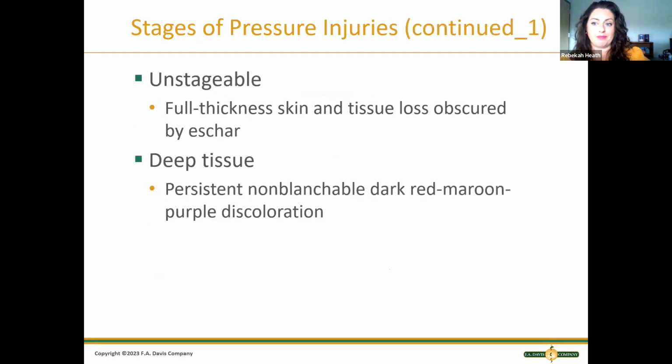So there's also non-stageable, which means you've got eschar, which is that black, thick, dead tissue. And you can see it's on there. You know there's a problem, but you don't know how deep that problem goes. So that's unstageable. You also have a deep tissue injury, and that's where you have that non-blanchable. So like we talked about, stage 1 is not blanchable. Non-blanchable is even darker. It's gone beyond that red or kind of darker color to a deep maroon, purple, black, something where you can tell it's very different than just a reddening or darkening of that normal skin color.